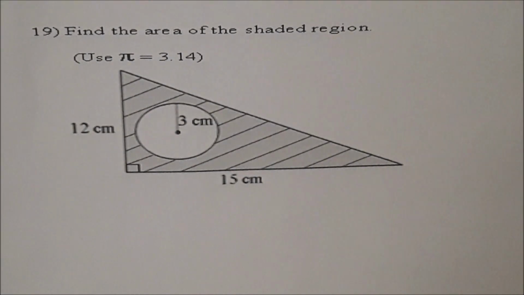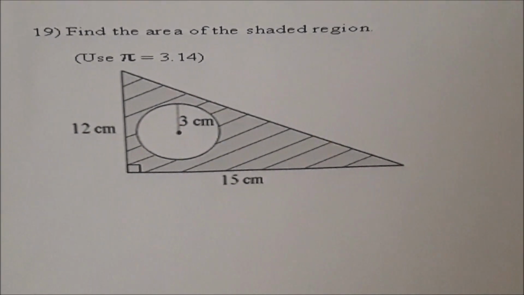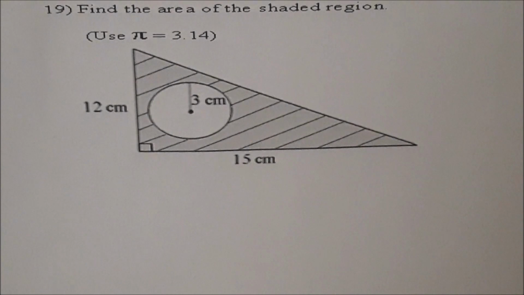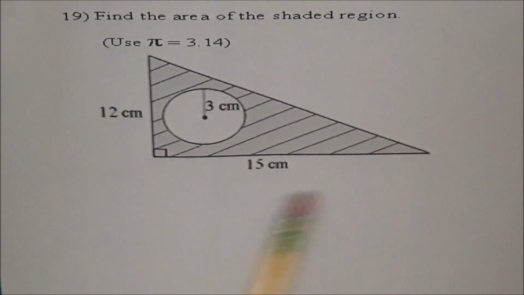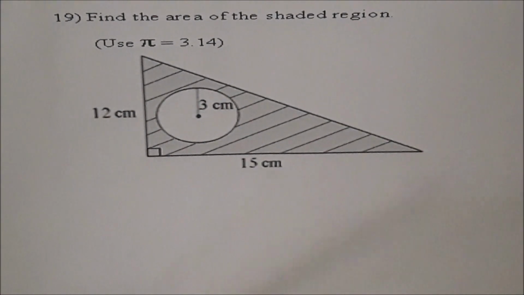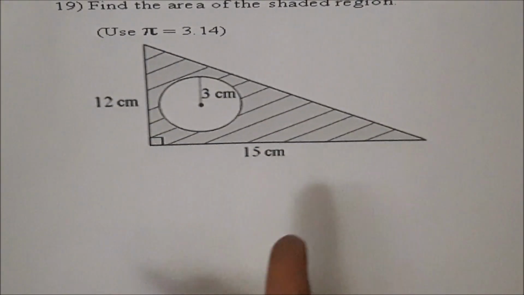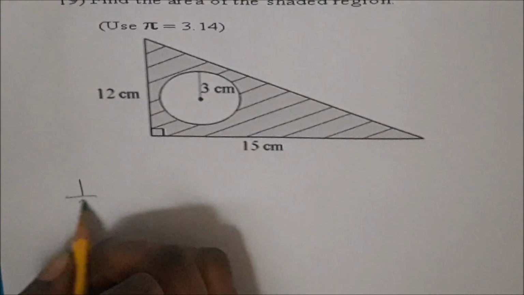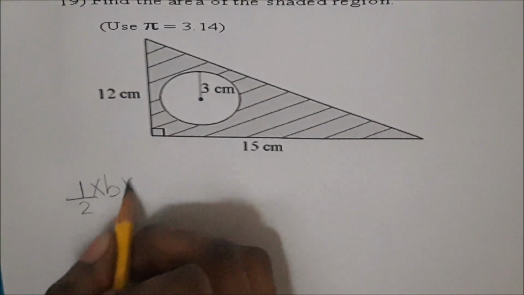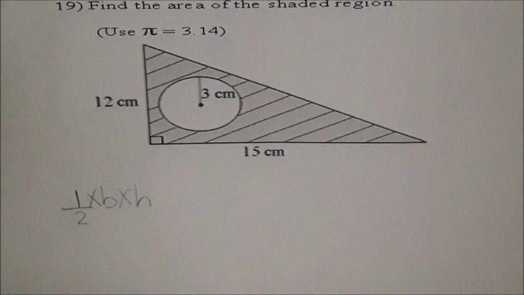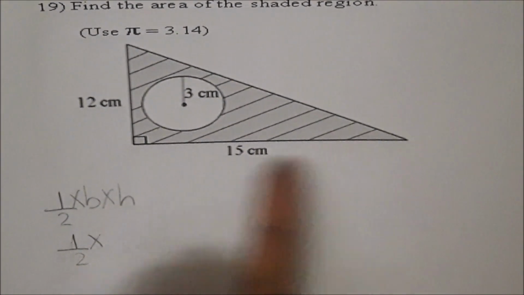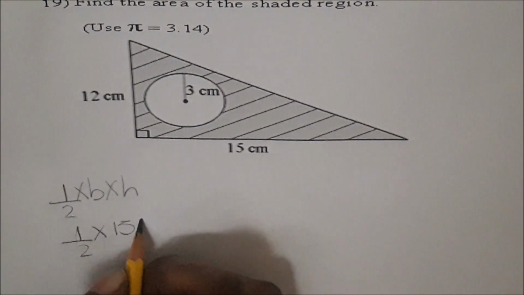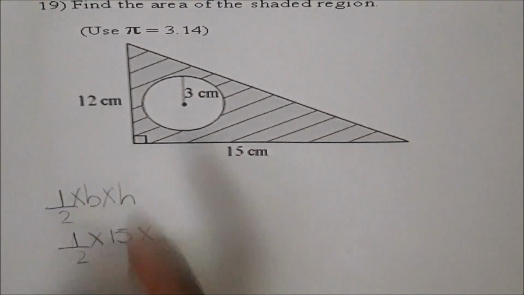Go ahead, Precious. Number 19. Find the area of the shaded region. Again, we have to use pi is equal to 3.14. What are we going to work first? We want to find the area of the triangle. The formula for the area of the triangle is half times base times height. Right. Half times our base, which is 15, times our height, which is 12.